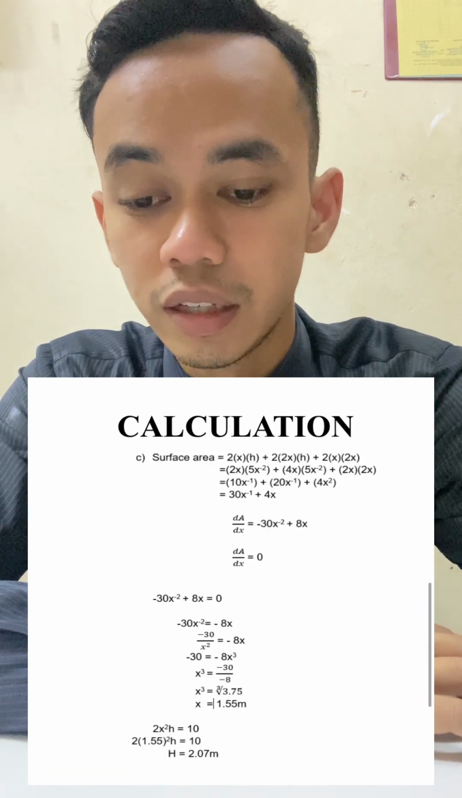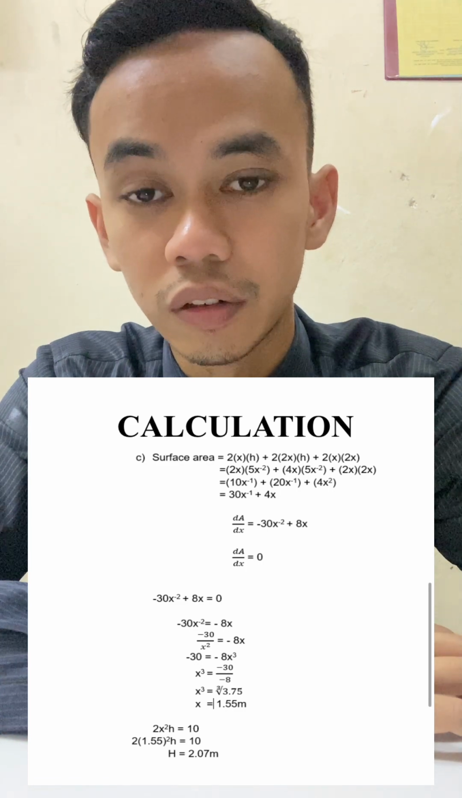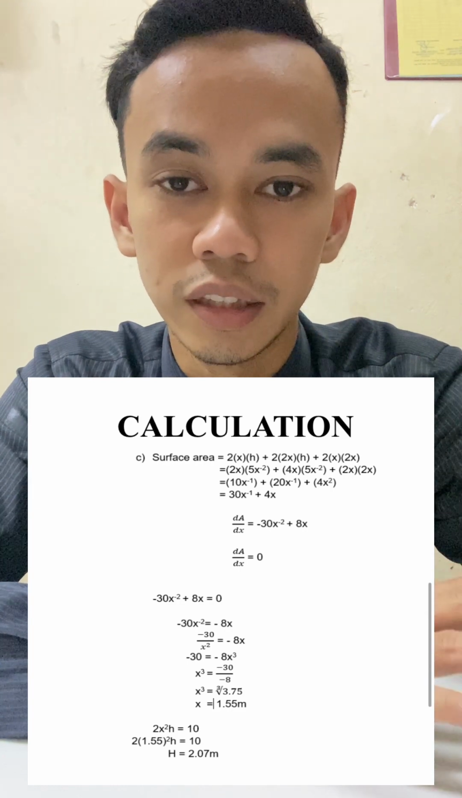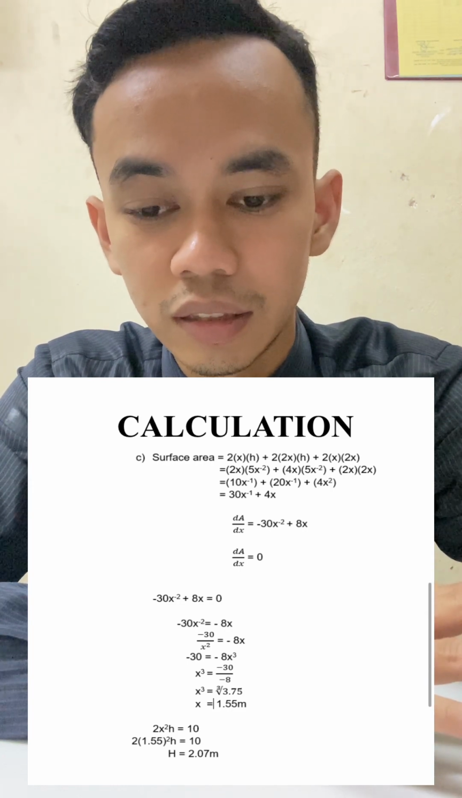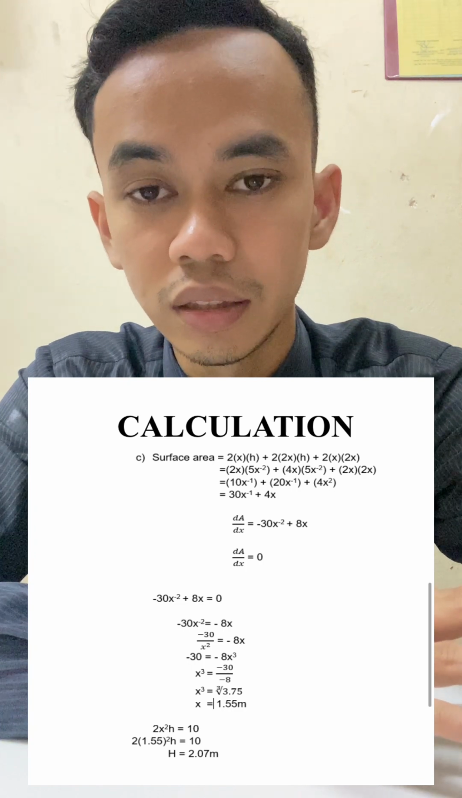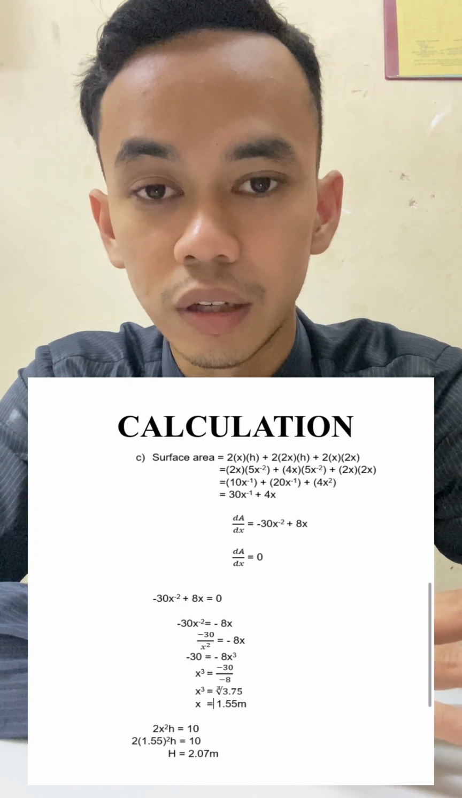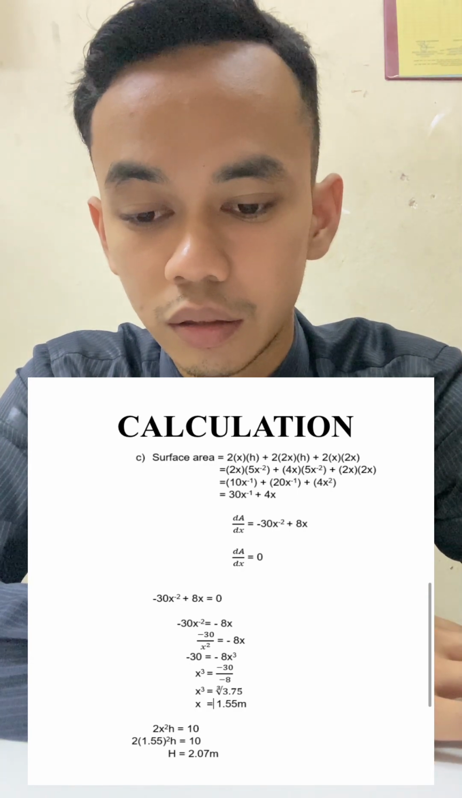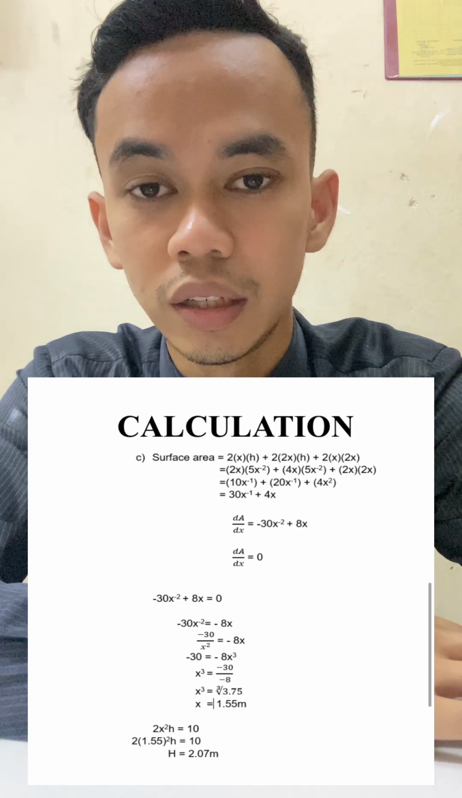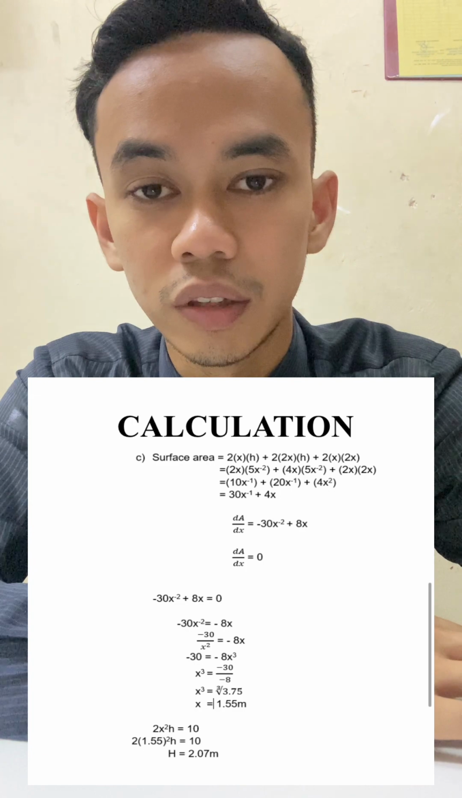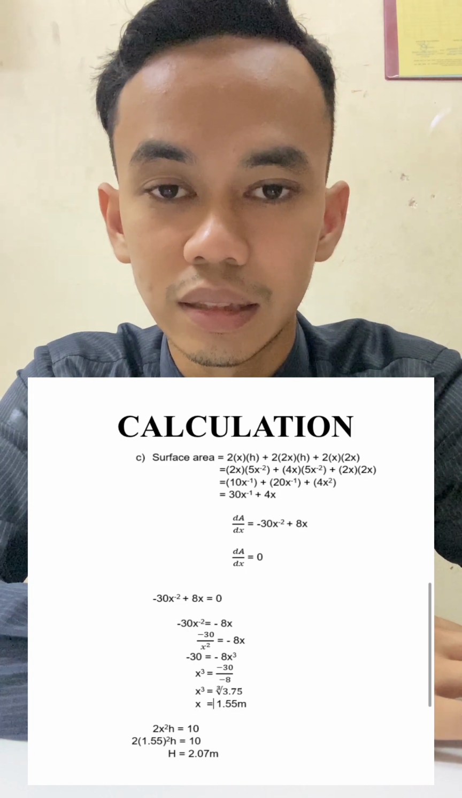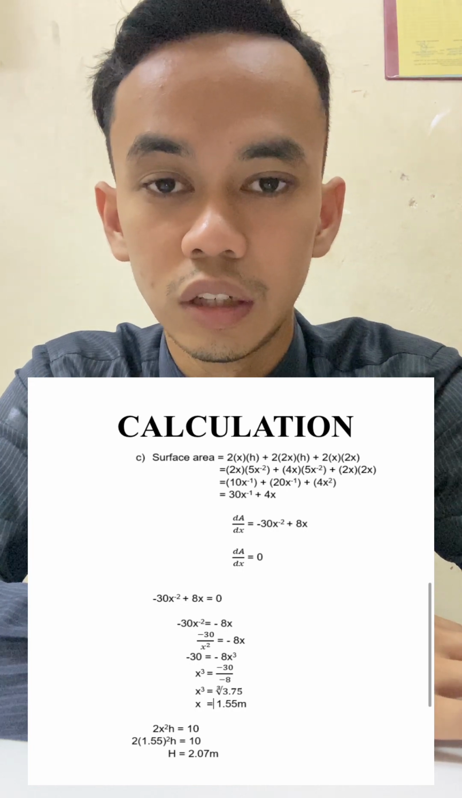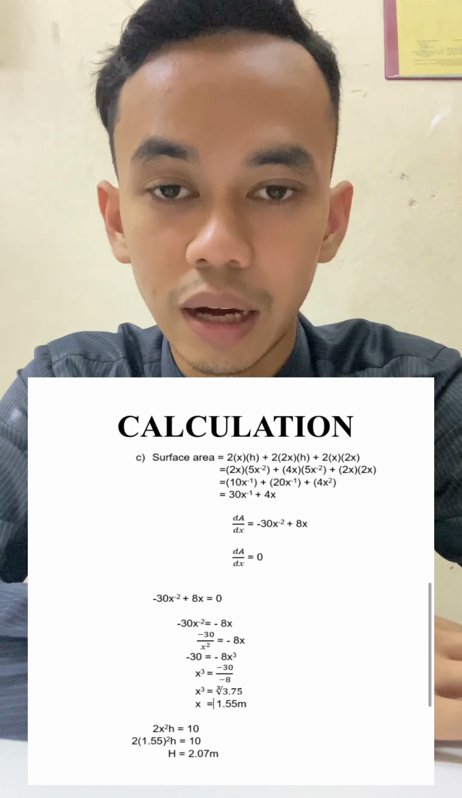Then the value of h, I substitute it into the formula of surface area. After substituting the value of h into the formula of surface area, I simplify the calculations and the final answer is 30x to the power of negative 1 plus 4x. Then I differentiate the final answer for surface area. dA over dx equals negative 30x to the power of negative 2 plus 8x. And then I set the derivative equal to 0.